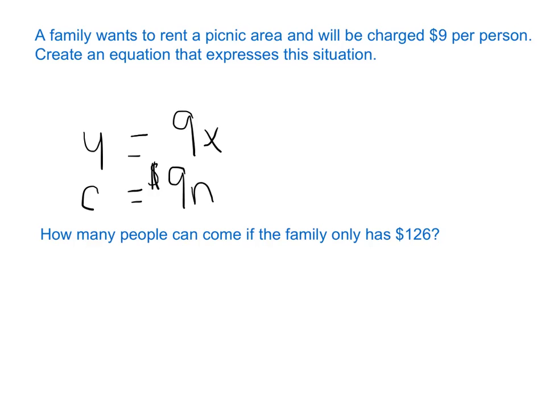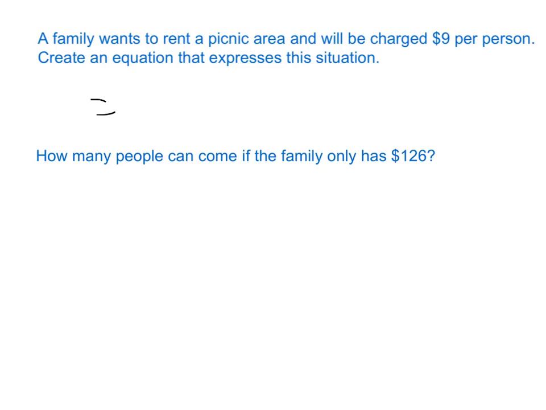And as we look at this next problem, if we have c equals 9n, the next step is actually going to be solving these equations. So how many people can come if the family only has $126? Well, we really have to get a great sense of what each variable stands for. So this n is the number of people, and this c right here, that's going to be the cost. So which one would fit $126? That would be c right here. So I'm going to rewrite it underneath.